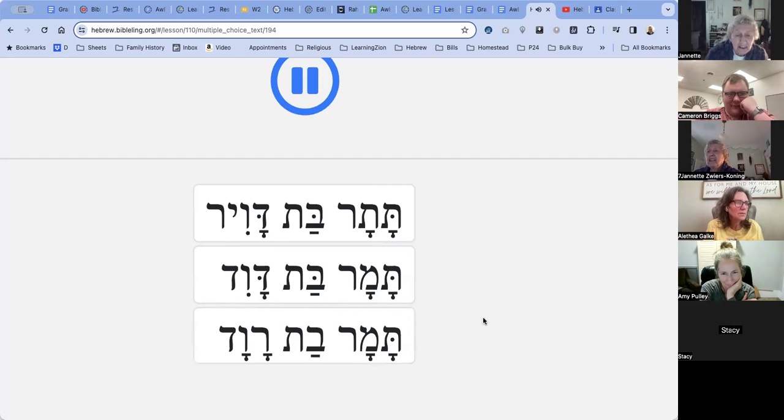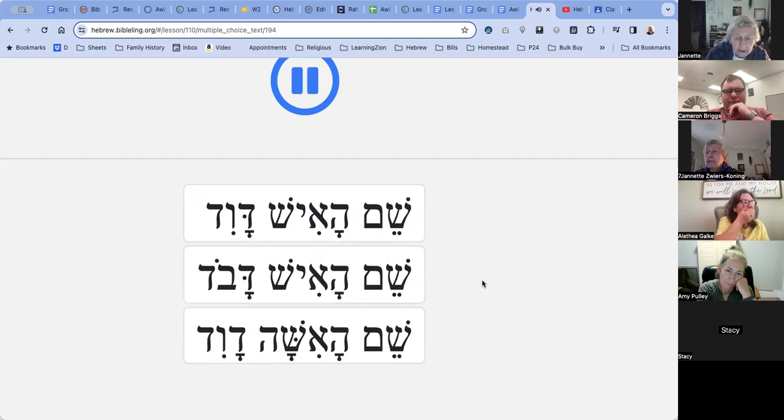Tamar bat David. Middle. Isn't it the top one? Is it the middle? Yeah. Shem haish David. Middle. No, that's not the bottom. David, that's the bottom one. No, the middle's. David. No, it's the top one. Oh my gosh, I totally. Because the bottom one's Tamar haisha.